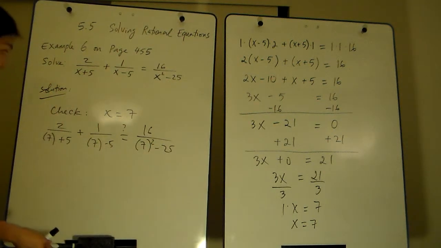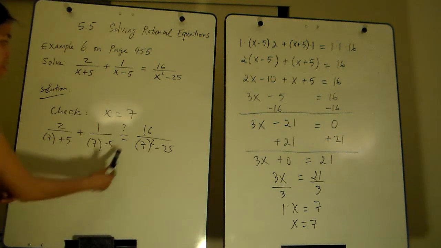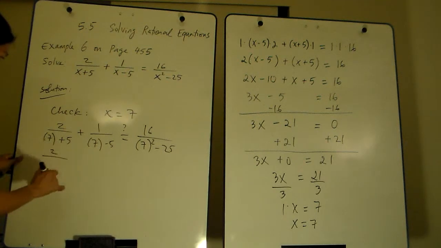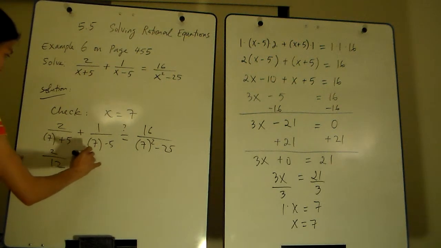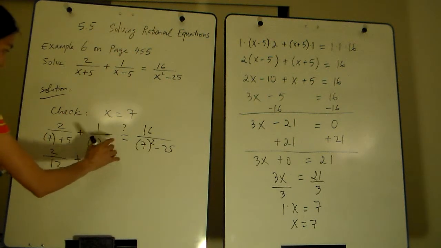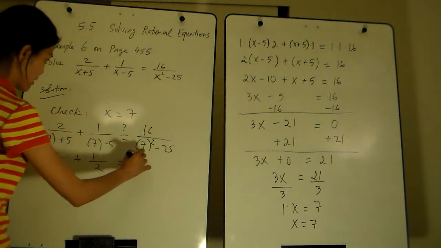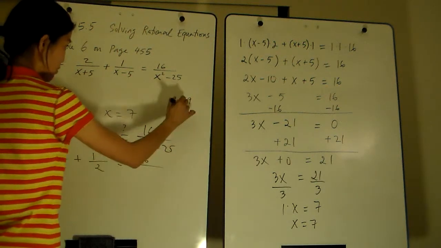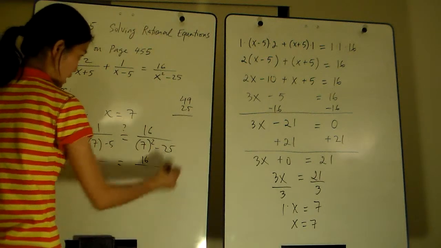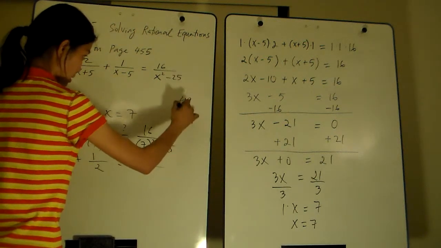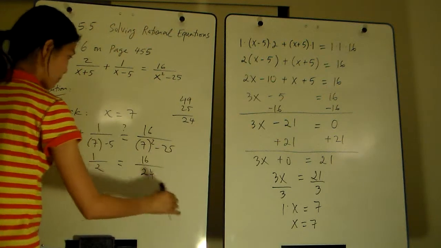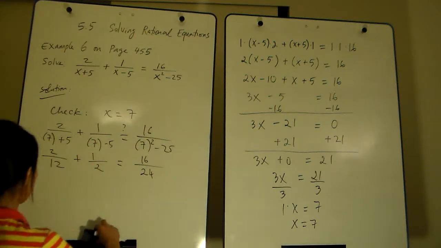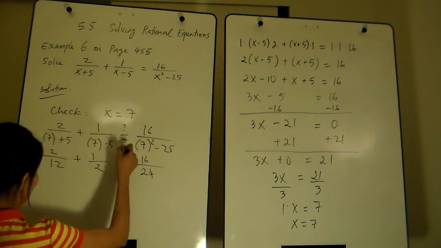I put a question mark because I don't know if the left hand side is still equal to the right hand side. Simplify: we have 2 divided by 7 plus 5 is 12, plus 1 divided by 7 minus 5 is 2, equal to 16 divided by 7 squared is 49, subtract 25 is 24. Simplify as much as possible.